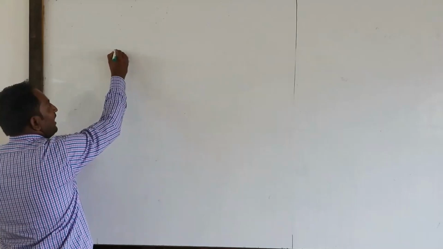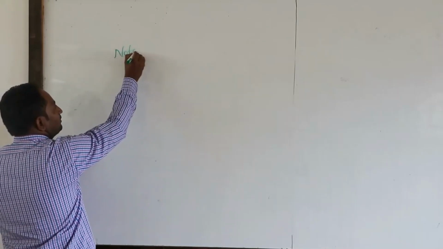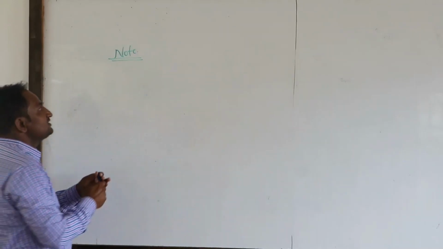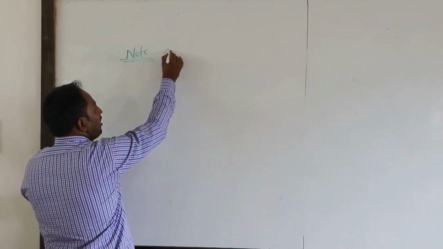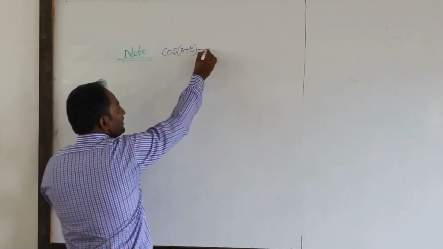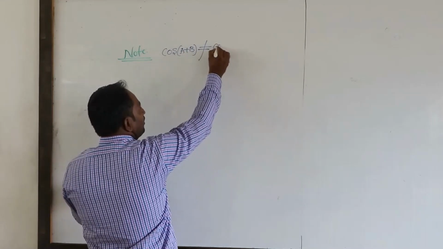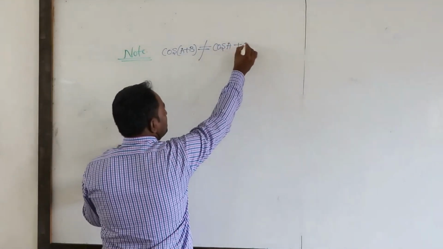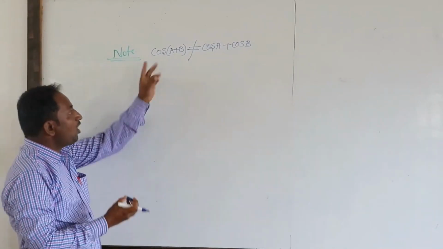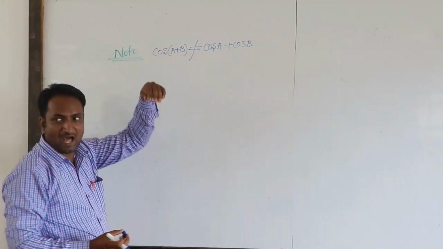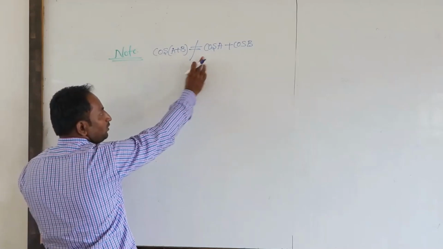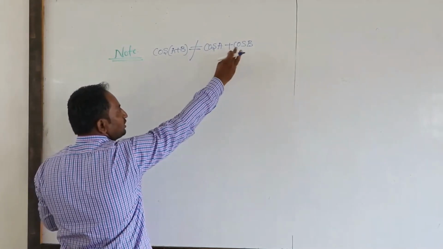These concepts, note here, this is a very important point: cos of a plus b is not equal to cos a plus cos b. Regarding the cos of a plus b formula, as already discussed, cos of a plus b is not equal to cos a plus cos b.